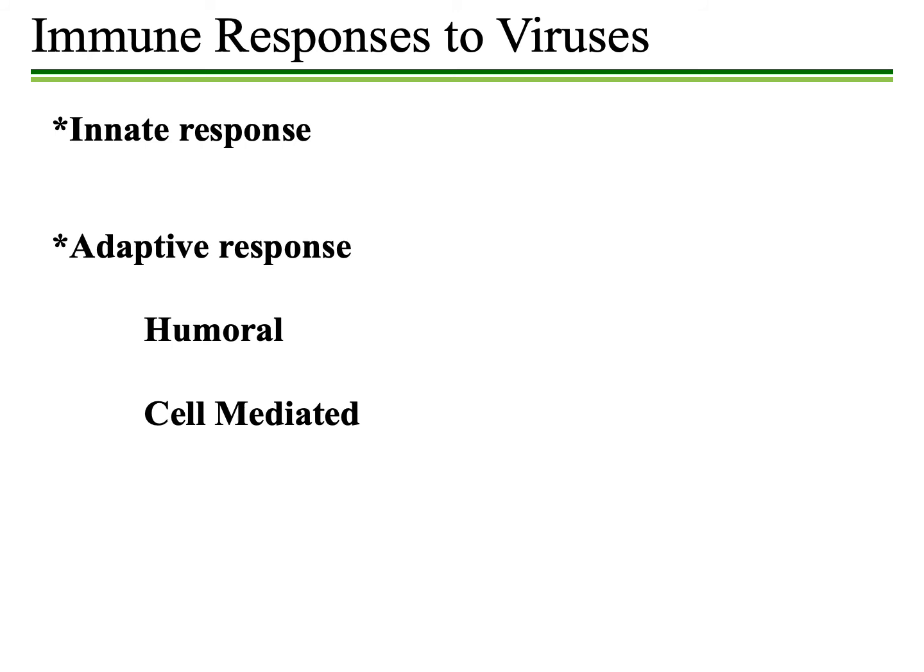IgG and IgM play a large role in opsonization. Opsonization, again, tags a pathogen for destruction via phagocytosis. We know that IgM also plays a role in neutralization of viral particles. And so you can see that there are plenty of examples of humoral responses that are initiated in response to viral infection. There are also several examples of cell-mediated responses.